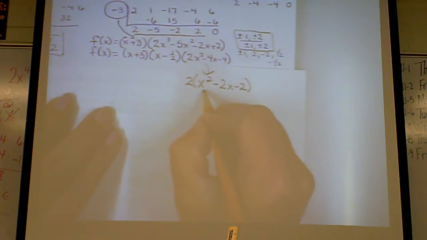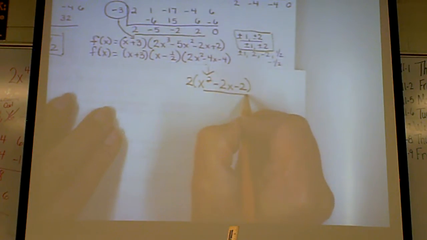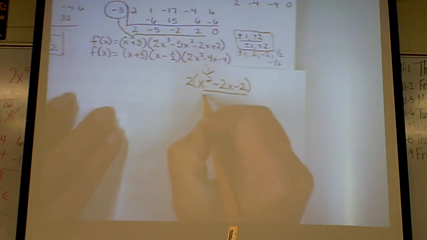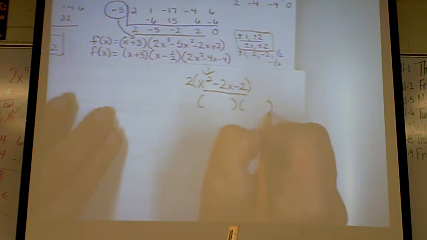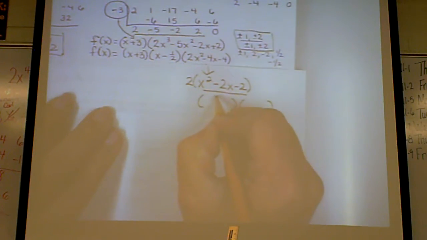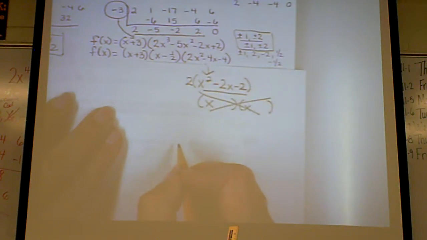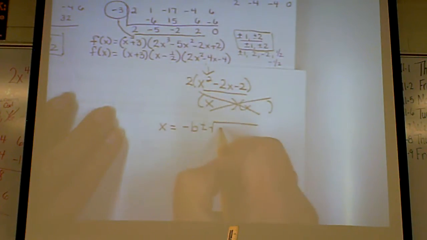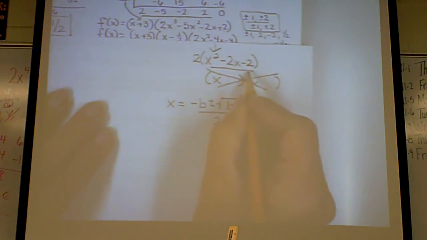And now try this. Can you simply factor this? No. I don't know what times what is negative 2, but adds to be negative 2. This is not simply factorable. Can't do that. So what are you going to do? You're going to use the quadratic formula. Or at this point, you can complete the square.